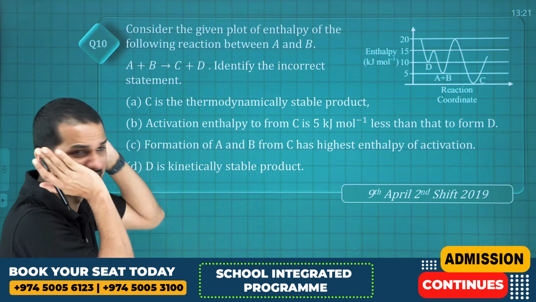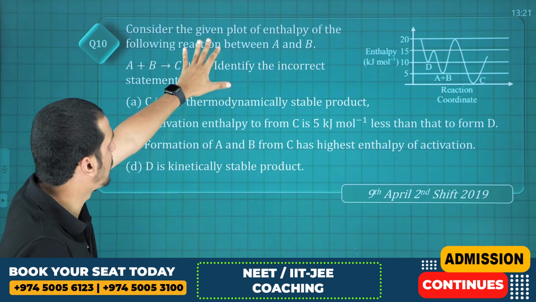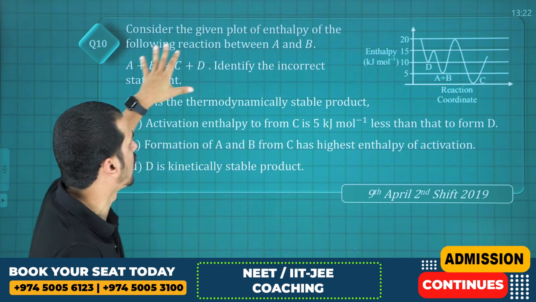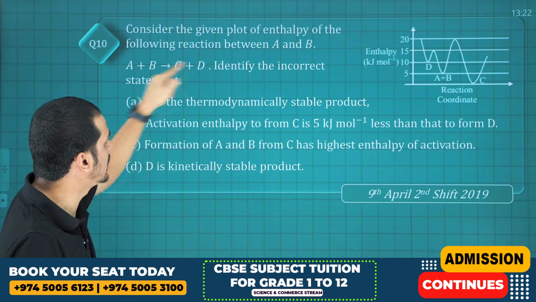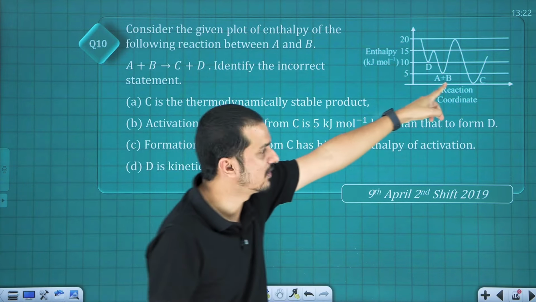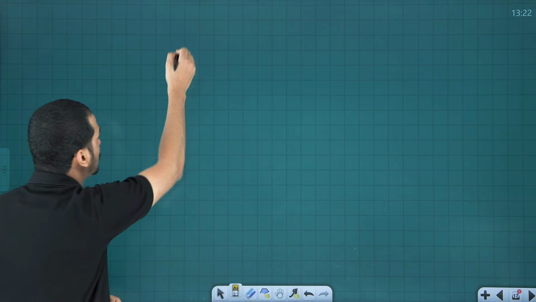Here again they have given one graph. It was in 2019. What's the question? Consider the given plot of enthalpy of the following reaction between A and B. So they are telling that A and B are reacting and giving C and D. That graph I will draw again one more time here for you to understand.